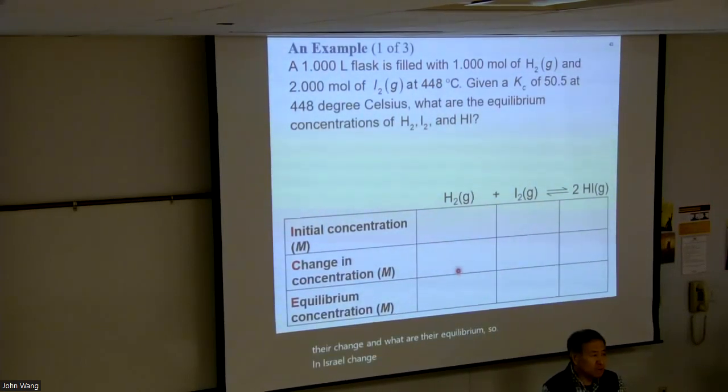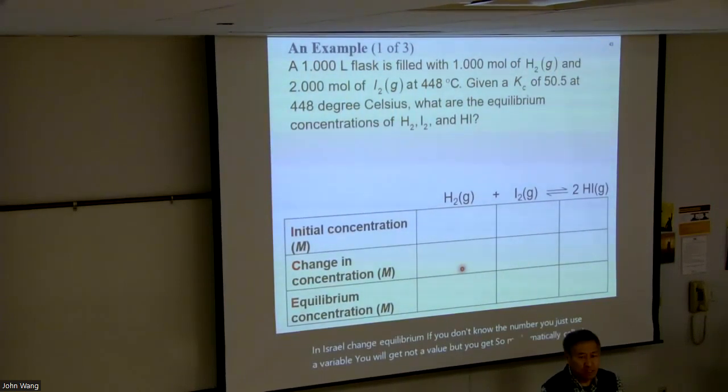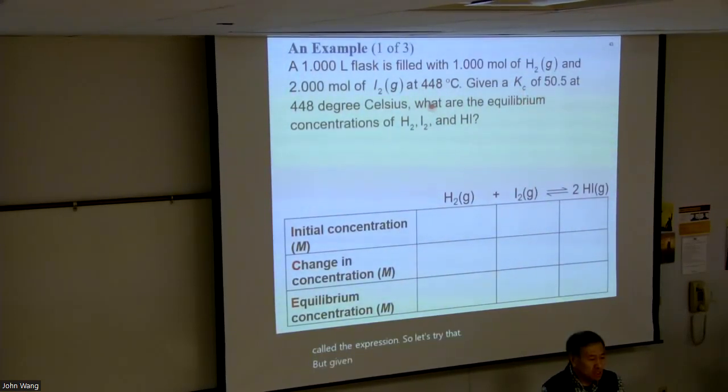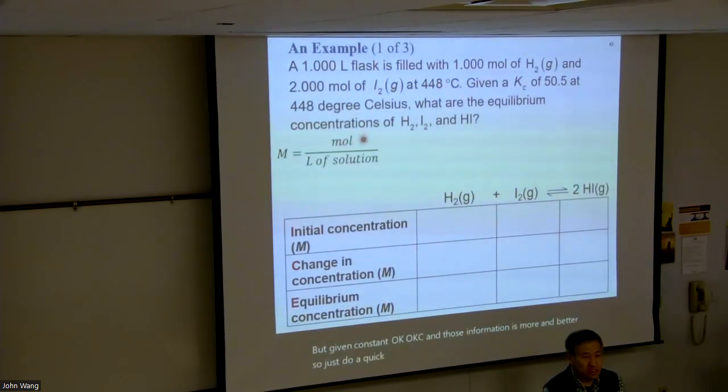If you don't know the number, you just use a variable. You will get not a value, but a mathematical expression. Given the constant K and that information, if you look at the conversion or population, you know how to populate it.